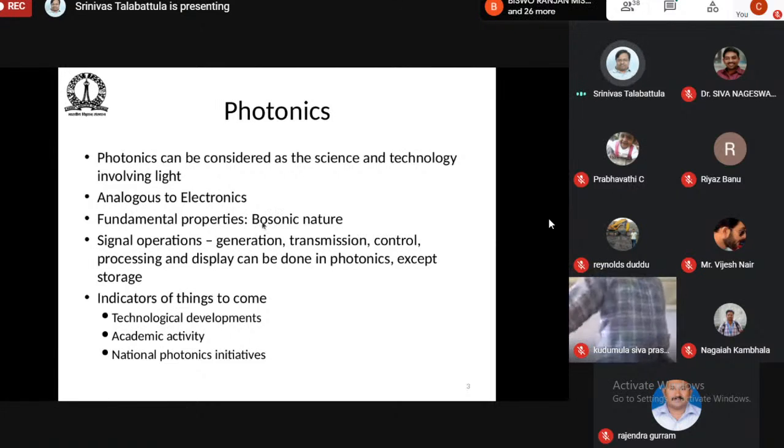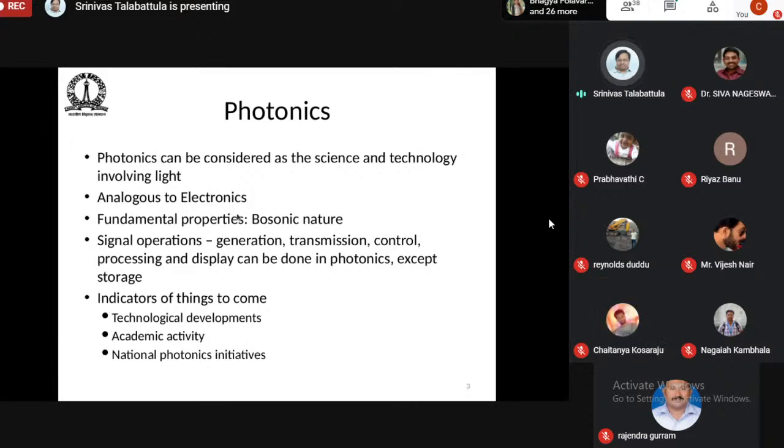So you can say that, like in electronics, we use Fermi-Dirac statistics to study the properties of electron devices, where the electrons can occupy only certain levels and no two electrons can occupy the same level, and so on and so forth. These are the properties of Fermi-Dirac statistics. Similarly, we use Bose-Einstein statistics to study the fundamental properties of light and photons. So there are a lot of differences between electronics and photonics.